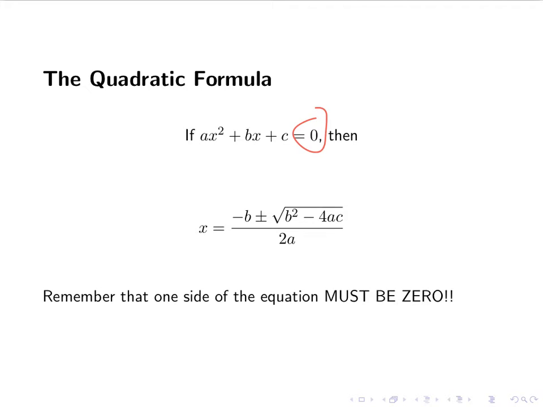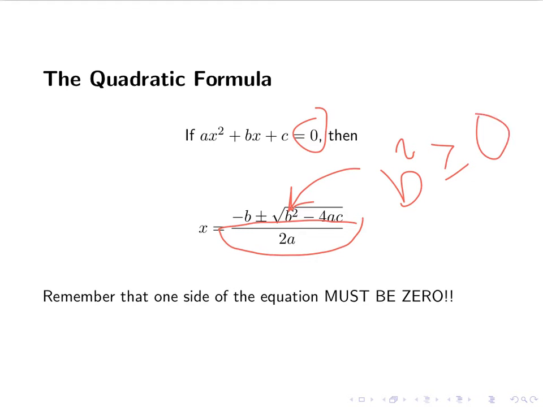Another is that 2a is dividing the entire thing. It's not just dividing the square root. That negative b is also being divided by 2a. And then the third thing to remember is that b squared is always non-negative. Any number squared will never be negative. It's always positive, or 0 if b itself is 0. So as long as we keep these things in mind, then we should be just fine.